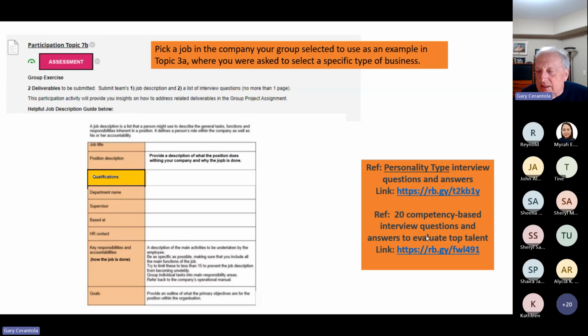So again, you've got to know if they're going to be able to fit into that job. I put a link in here to an article that talks about the 20 competency-based interview questions that you can ask. You want to know, do they have the right talent? Do they have the right qualifications? Do they have the proper skills and abilities to be able to work that job and be successful? All right, so that's that piece.